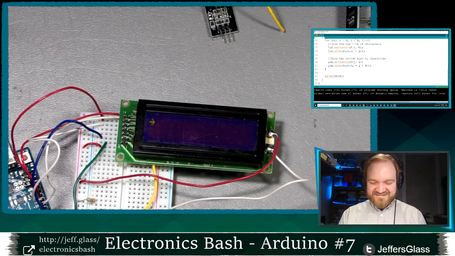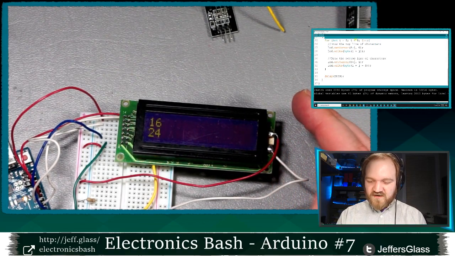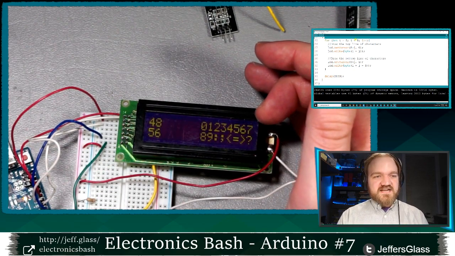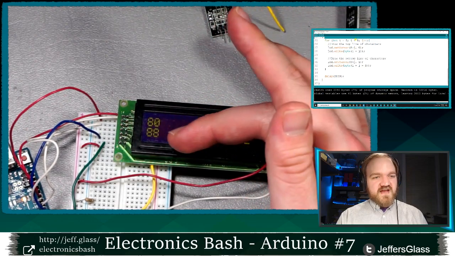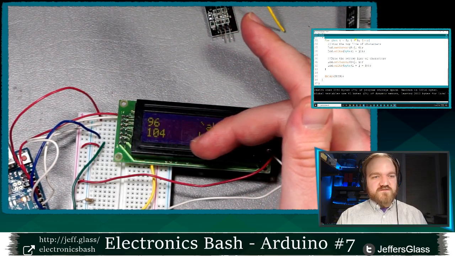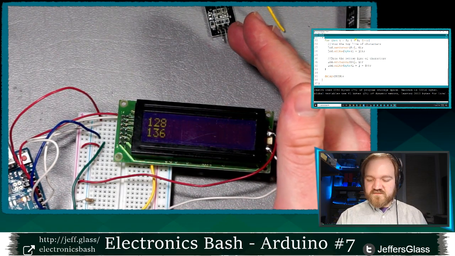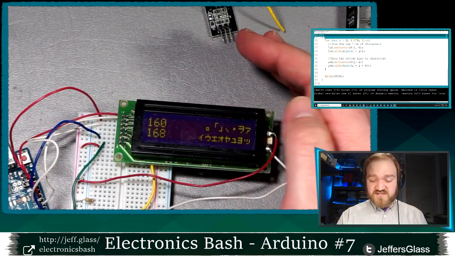LCD display. Oh, I've just lost track at this point. All right, so now we can see we're stepping through our character sets 16 at a time. This is the number of the first character of the display and the character number of the first character in this second line here. You can see we're just moving through our English alphabet there. We have a number of non-printing characters in the middle of this RAM that don't do anything.